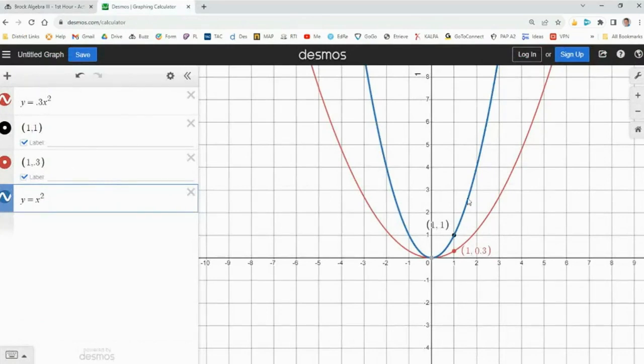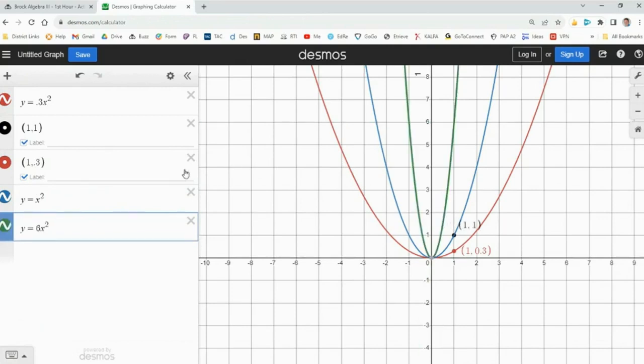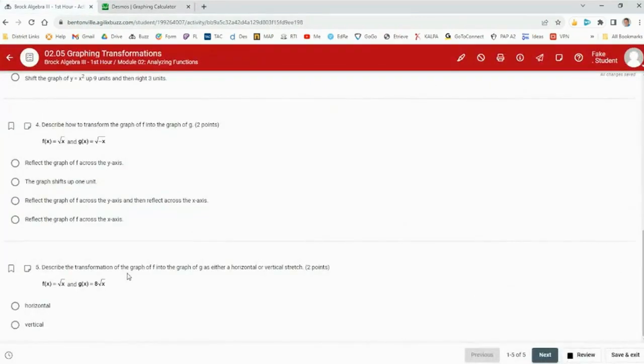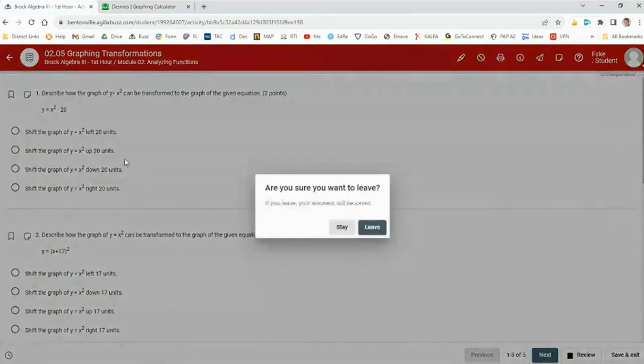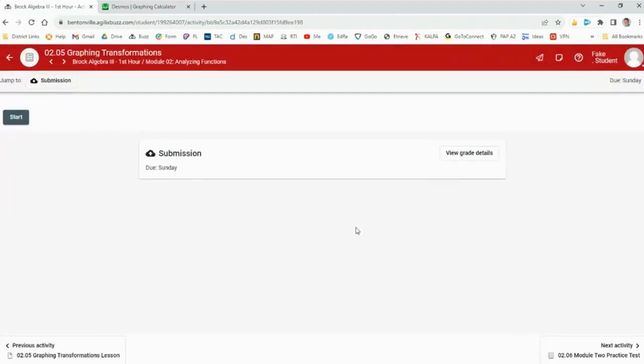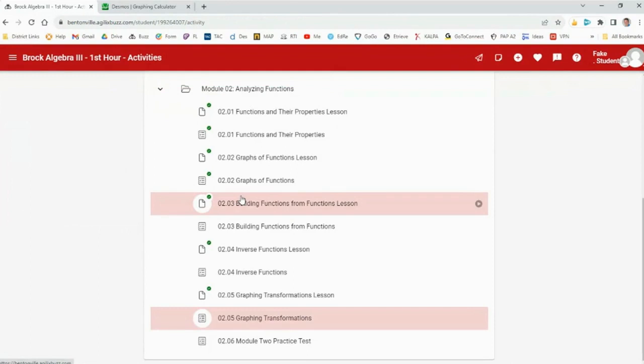This is stretching it horizontally here from the blue to the red. We've taken it and we made it wider. We stretched it this direction. If we did this, this would stretch it up. The green one is stretching it upward, stretching it vertically. So that's the type of questions you're going to have on the graphing transformations. On the other ones, you're going to have questions about inverses and f of g and all that good stuff.